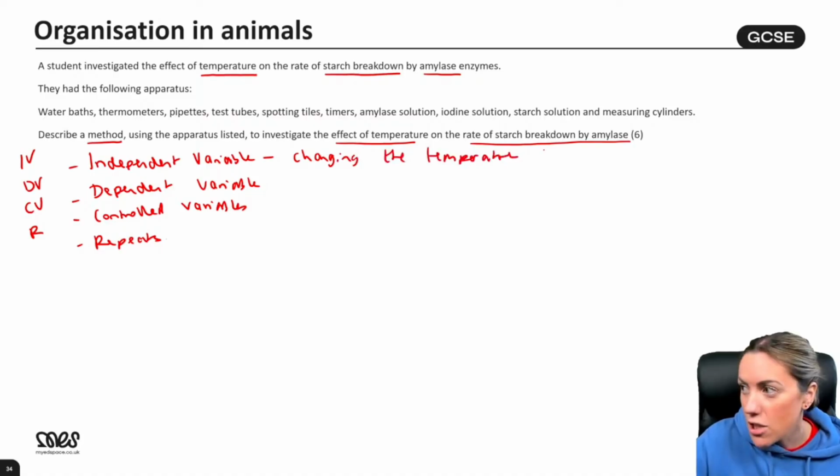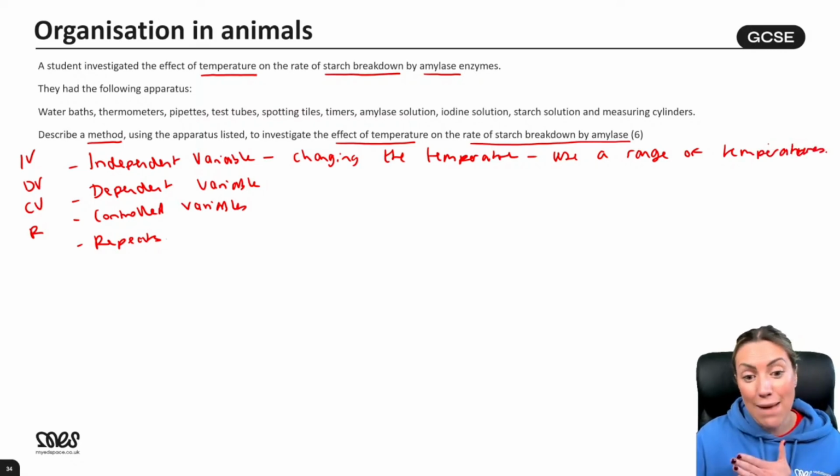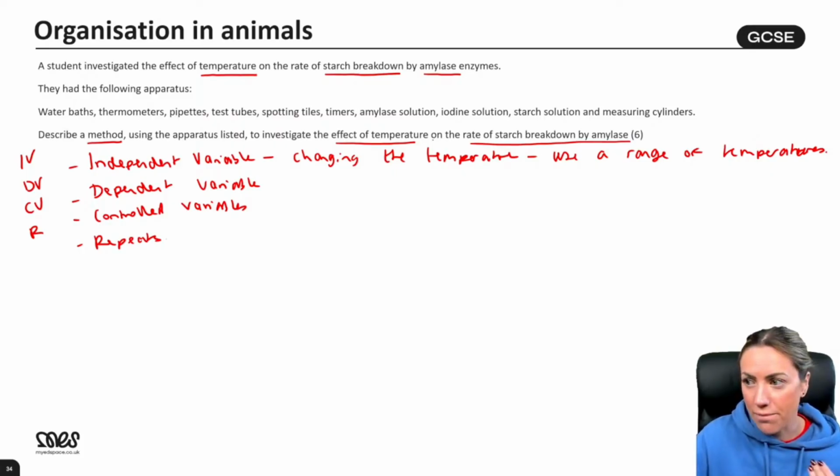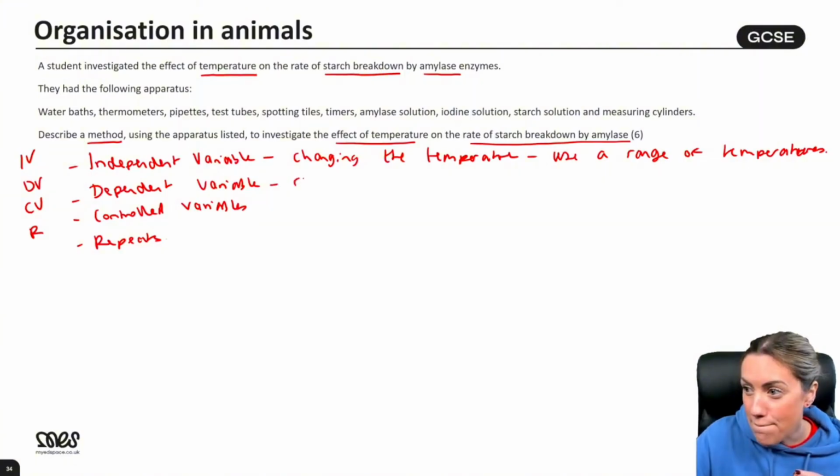So I might write something like, use a range of temperatures. And I've probably already got a mark now, because I'm telling the examiner I'm not just doing this at one temperature, I'm going to use a range of different temperatures, because that's what I'm changing. The dependent variable is the one that I'm measuring, and I'm measuring the rate of starch breakdown.